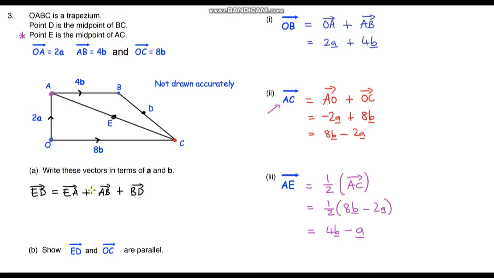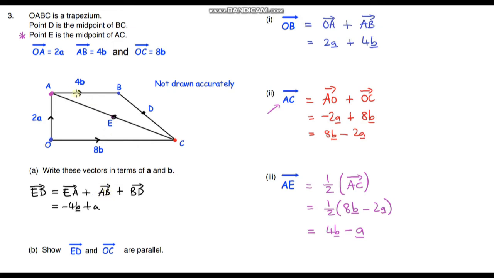Okay, now there's a bit more to do here, we haven't quite finished. So EA, what is EA? Well, we know what vector AE is, so we just need to take the negative of this because we're going in the opposite direction. So if we take the negative of this, it will be negative 4B, and then it will be plus A. So that is vector EA.